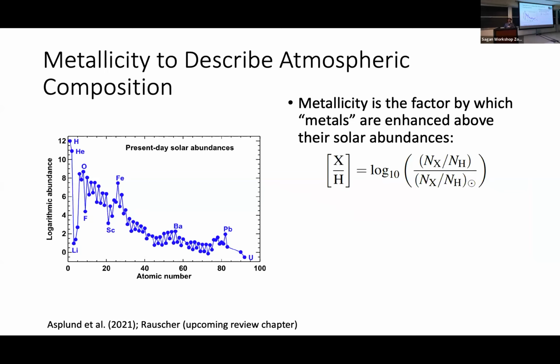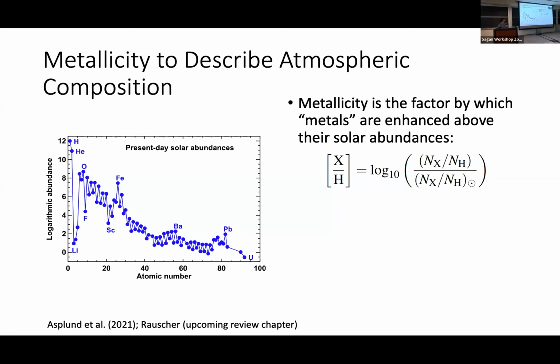And so metallicity is the factor by which metals, or any elements heavier than hydrogen and helium, are enhanced above their solar abundances. So here for instance, we can calculate the metallicity by taking the number density of a species X. We can call it iron. It's pretty common to do the iron to hydrogen metallicity. And we divide it by the amount of hydrogen in the atmosphere, and then normalize it by that same ratio in the sun, and then take the log of it.